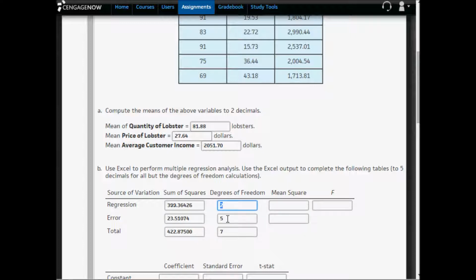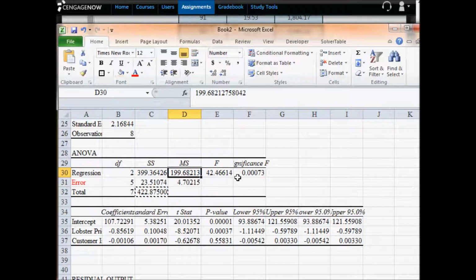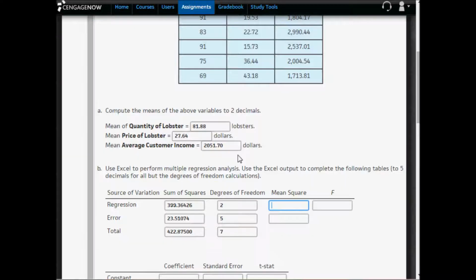The degrees of freedom for the regression, 2, plus the error degrees of freedom, 5, add together to 7. Now the mean square due to regression is just SSR divided by its degrees of freedom. You simply take this and divide by 2. Excel already has it though, 199.68. The mean square due to error is 23.51 and so on, divided by its degrees of freedom, which is that number. And Excel already has that number as well.